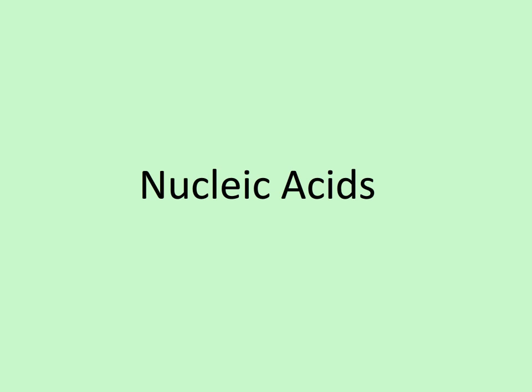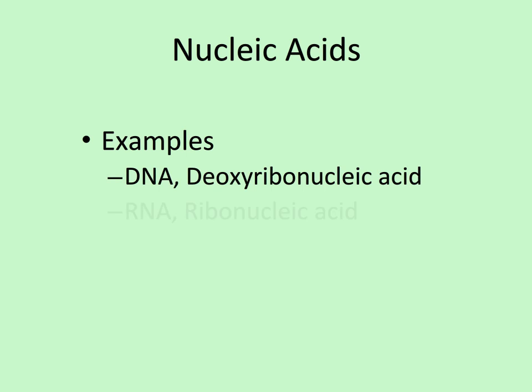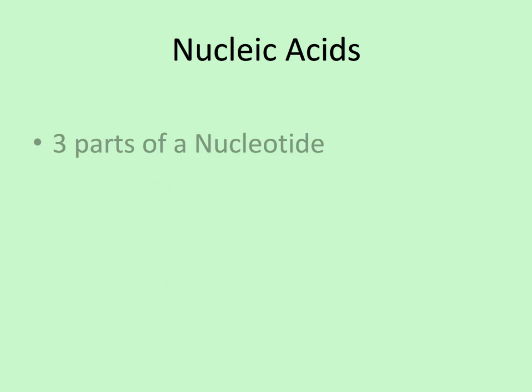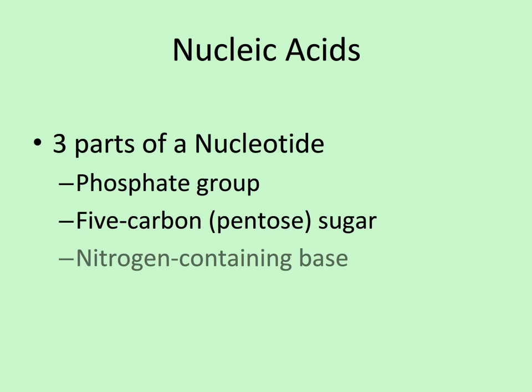You may think you've never heard of nucleic acids before, but DNA is a specific type of nucleic acid. Another nucleic acid, RNA, is also very important to life, and all nucleic acids are polymers that are composed of nucleotides. There are 3 parts to the nucleotide monomer: a phosphate group, a 5-carbon or pentose sugar, and a base that contains nitrogen, which is sometimes referred to as a nitrogenous base.